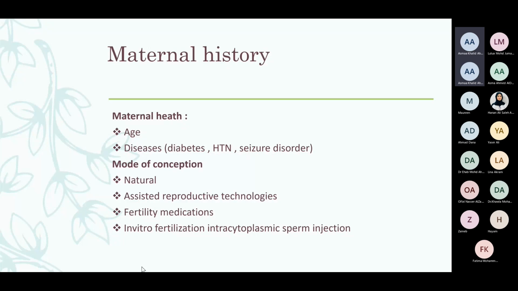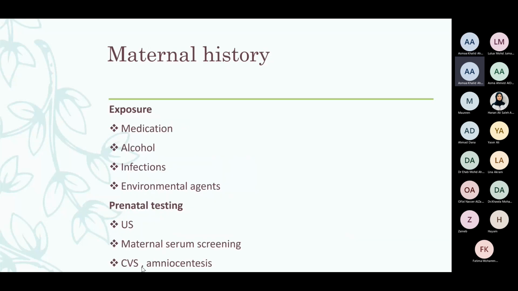Was the mode of conception natural, or assisted reproductive technology with fertility medication, was it IVF or intracytoplasmic injection? Then you will look at exposures. Was the mother on any medication, whether illicit or regular? Did she consume alcohol during the pregnancy? Is there any possibility that she had an infection during the pregnancy? And was she exposed to any environmental agent, a toxin or something?